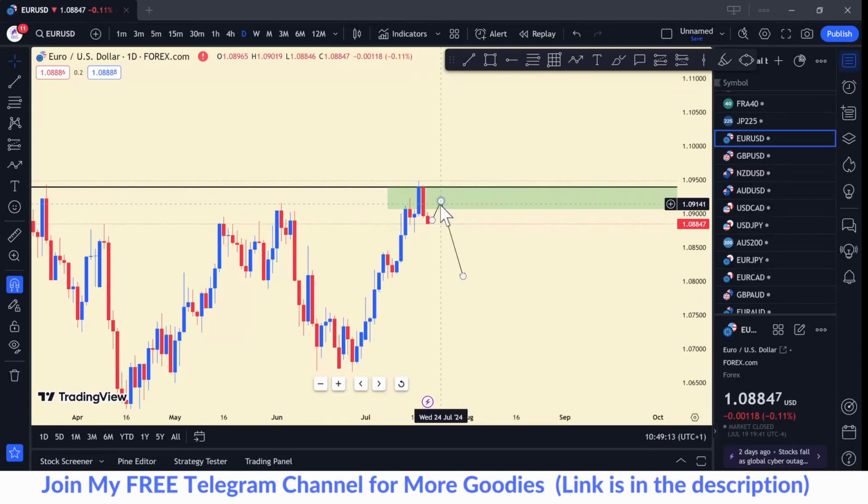We are going to be taking our entry once price gets into this green zone. So that is all on the currency aspect. So let's take a look at gold.